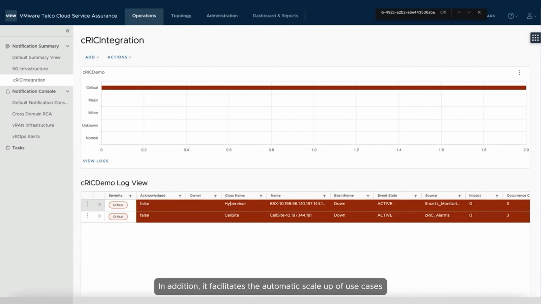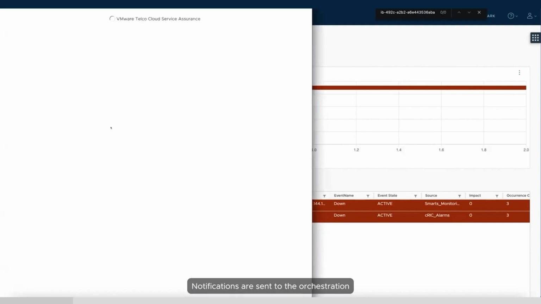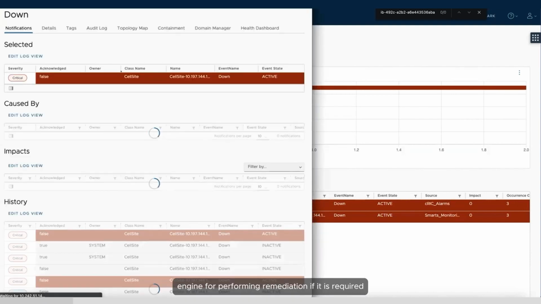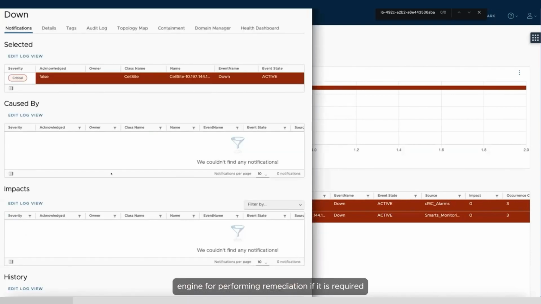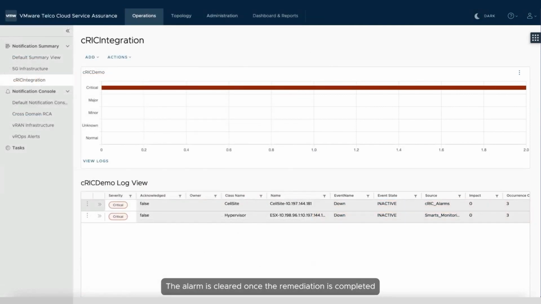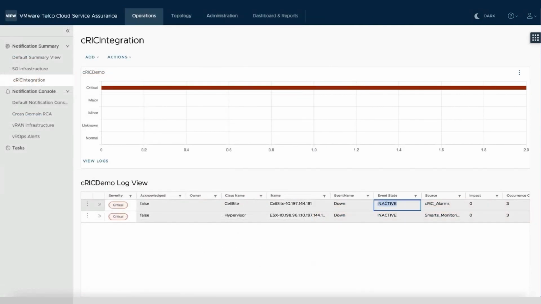In addition, it facilitates the automatic scale-up of use cases. Notifications are sent to the orchestration engine for performing remediation if it is required. The alarm is cleared once the remediation is completed.